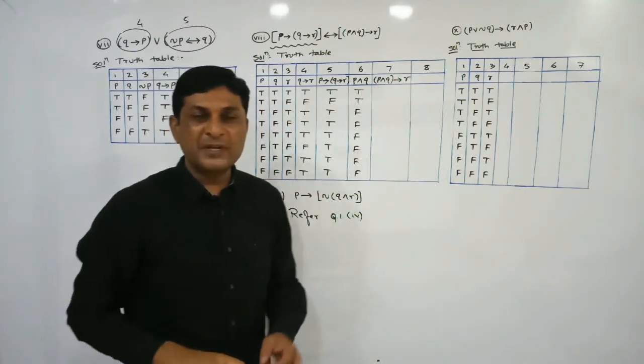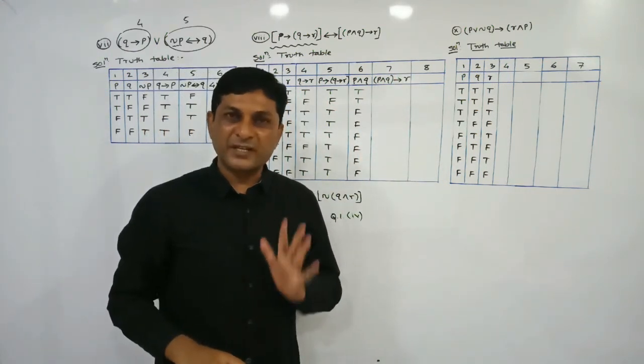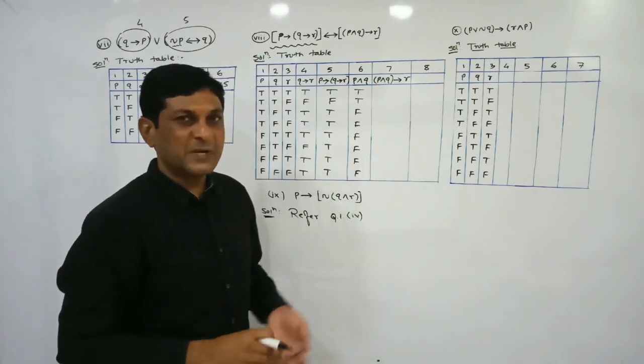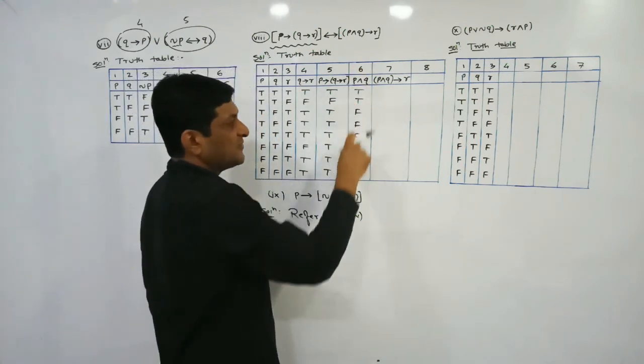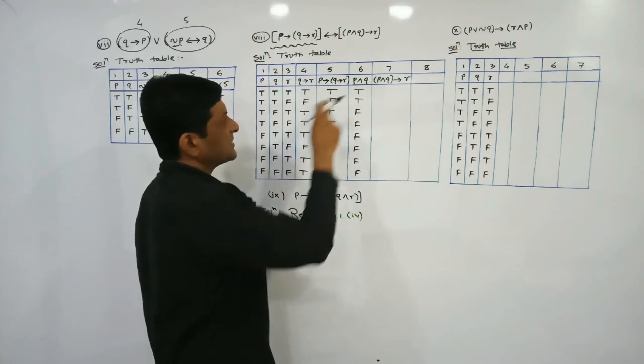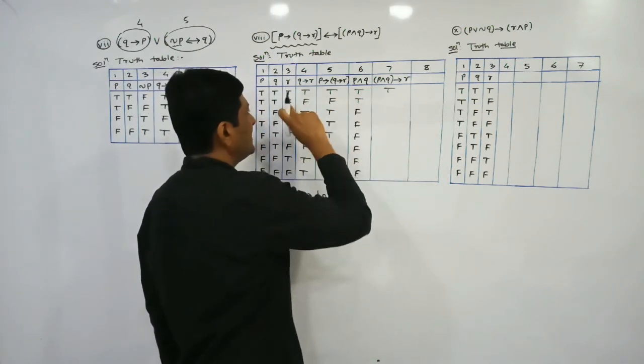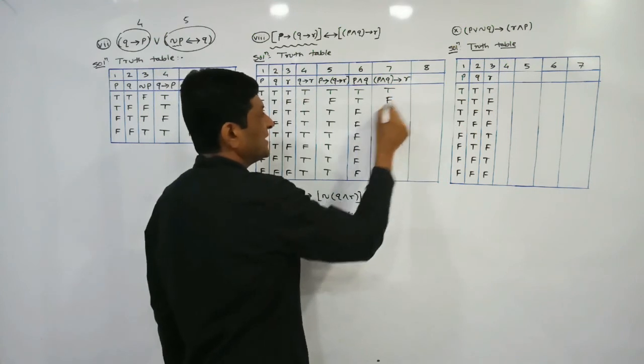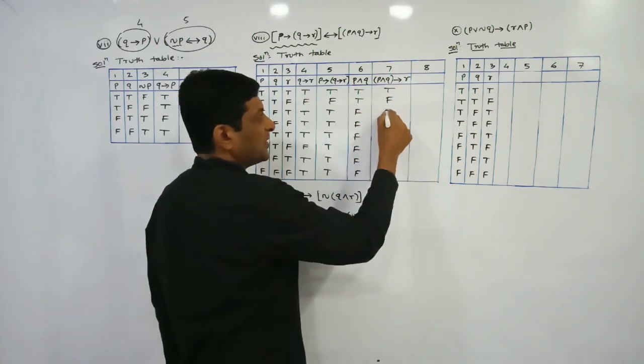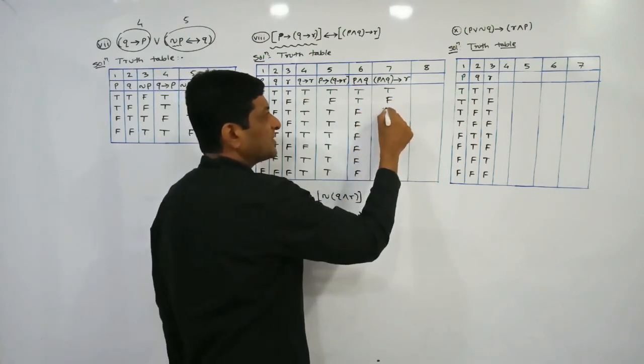Again, in case of implication, if the first statement is true and the second statement is false, at that time the implication is false. So this is our first statement and this is our second statement. TF does not appear here, so it is true. Here TF appears, so it is false. If the first statement is false, at that time the implication is always what?